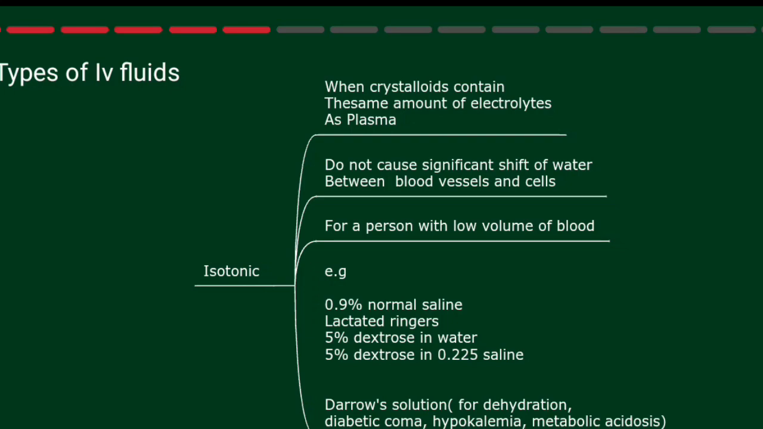What are the types of the isotonic crystalloid that we have? We have the 0.9% normal saline, we have the lactated ringers, we have 5% dextrose in water, we have 5% dextrose in 0.225 normal saline. And we also have the Darrow solution, which is used for treatment of dehydration, diabetic coma, hypokalemia, metabolic acidosis.